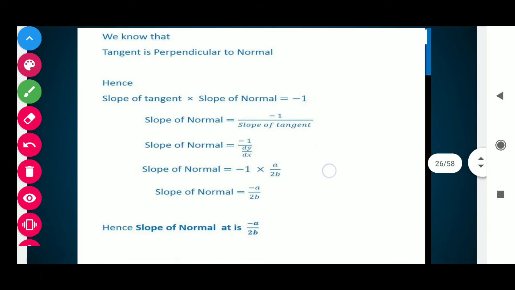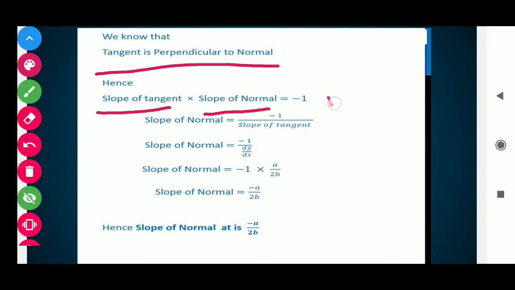But in the question they had asked to find the slope of the normal. We know that the tangent is perpendicular to the normal, hence slope of tangent into slope of normal is minus 1. So put the values. In this way we get the slope of normal at theta equals 90 degrees is minus a over 2b.